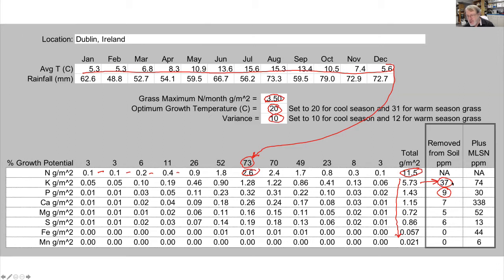But we want to make sure that we stay above the MLSN guidelines. So we've added the MLSN guidelines onto that number. And this gives you a soil test result that would provide sufficient nutrition for a year and not go below the MLSN guidelines. So that's pretty much how simple it is. This would be a site-specific guideline for a particular location.